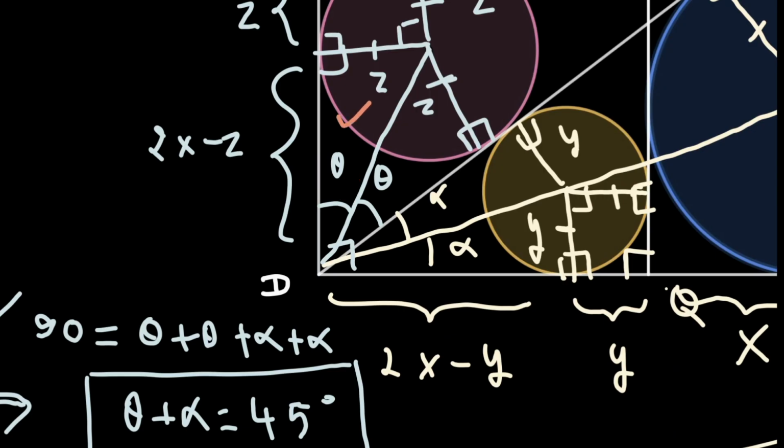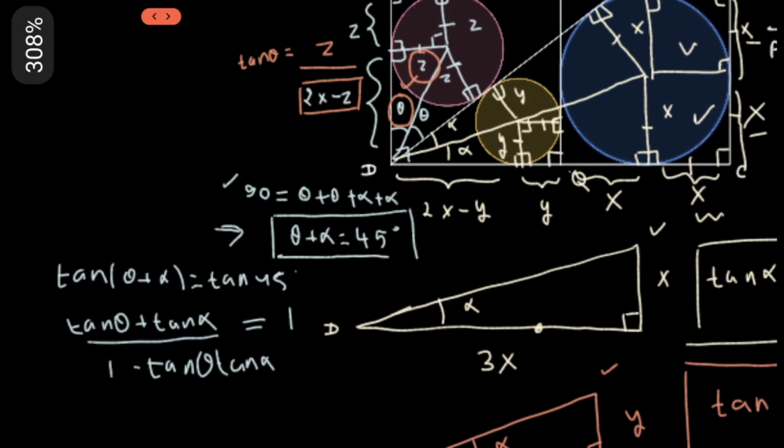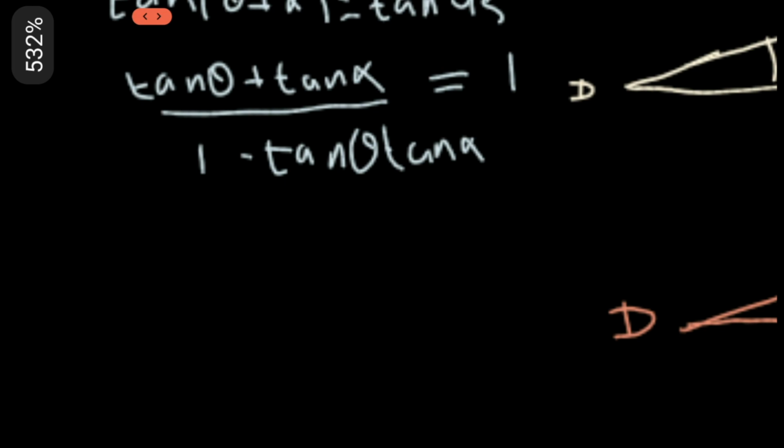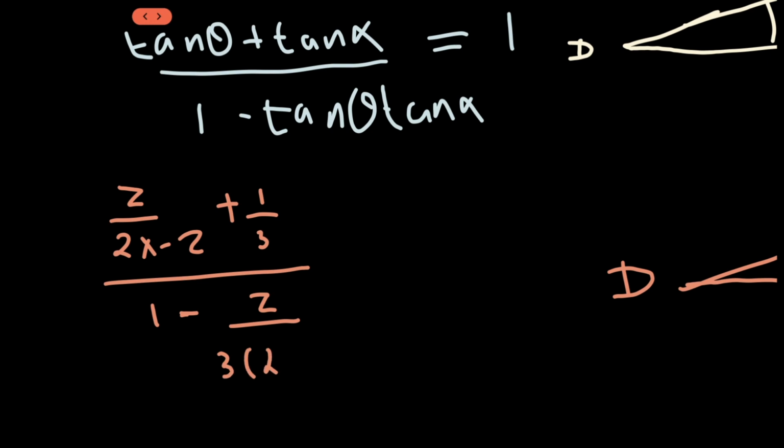So here we have this right angle triangle, and in this we have the angle theta, length of the height is z, and the length of the base is 2 times x minus z. Hence from this right angle triangle the value of tangent of theta would be equal to z upon 2 times x minus z. So these two values I will replace in this equation. So the equation will turn out to be z upon 2 times x minus z plus 1 upon 3, upon 1 minus z upon 3 times 2 times x minus z, and this thing is equal to 1.